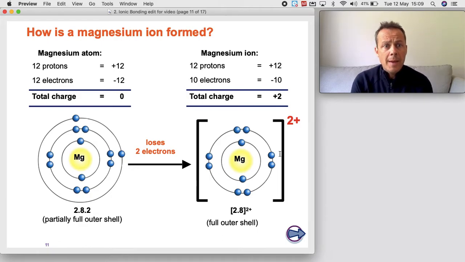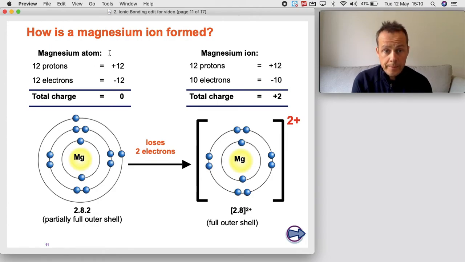Again, if we have a look at the magnesium atom over here, the magnesium atom has 12 protons, 12 electrons, because atoms have the same number of protons and electrons. Because there are equal numbers of protons and electrons, there is no overall charge. Looking at the diagram of the electron arrangement, we can clearly see magnesium has 2 electrons in its outermost shell. That makes it unstable. It needs a full outer shell.